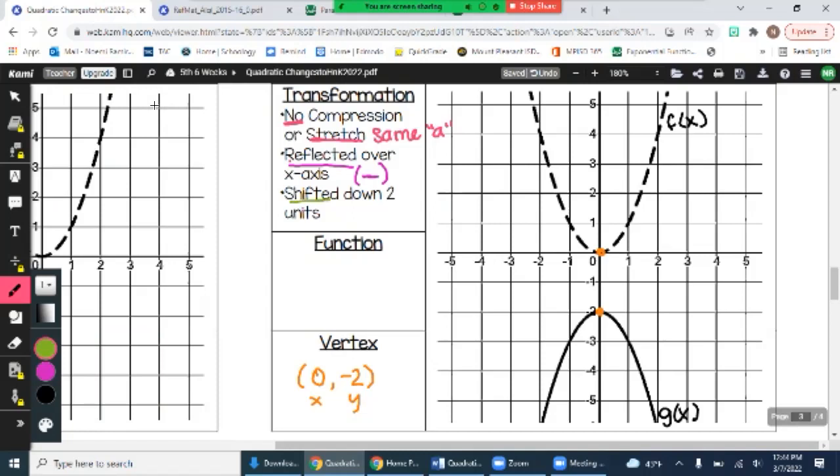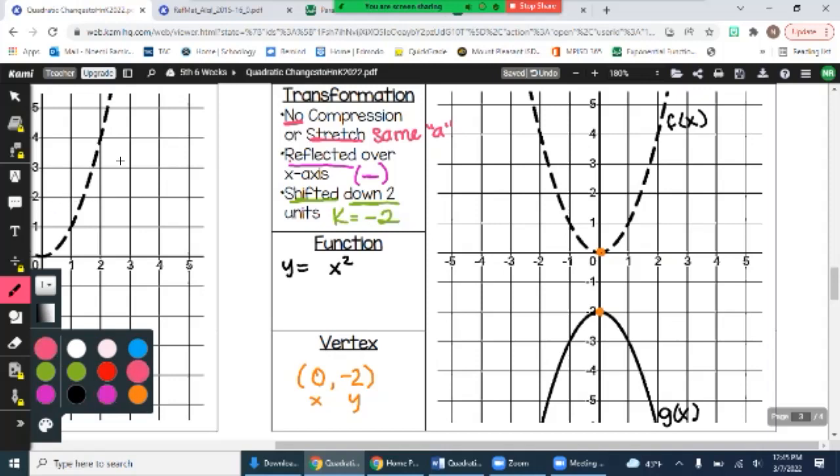Now, which variable is responsible for the shift? Look at your chart. Look for the word shift, K. Now, if it went down 2, K would be what number? -2. If it goes down, K is -2, which our Y value is -2. So that makes sense. Let's write this in Y equals form. So Y equals, we're still using standard form, x squared. What do we put in front of x squared? The negative. What do we put behind? -2.